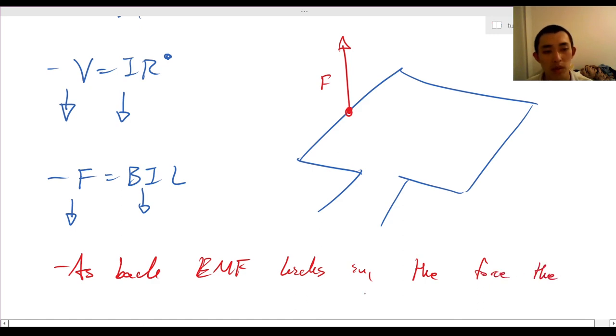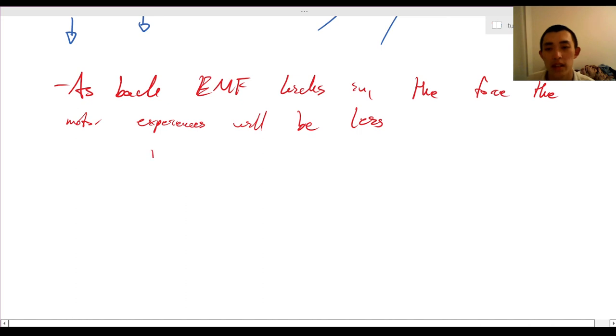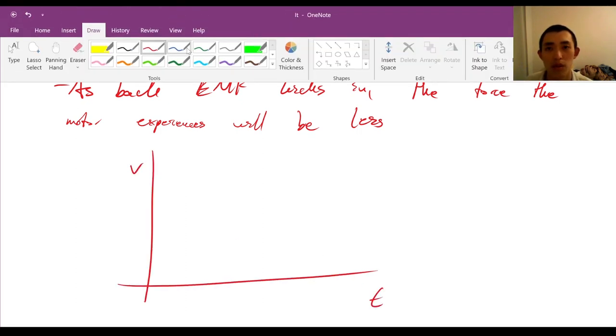The force the motor experiences will be less. So it'll experience less force that's going to make it faster and faster. It won't decrease in speed, but it'll get less fast. It'll decrease in its acceleration. So you can imagine that the velocity of the motor over time would have a logarithmic curve like this.